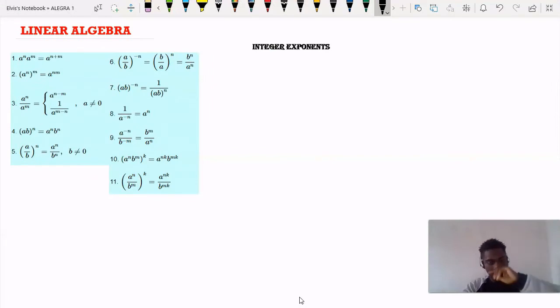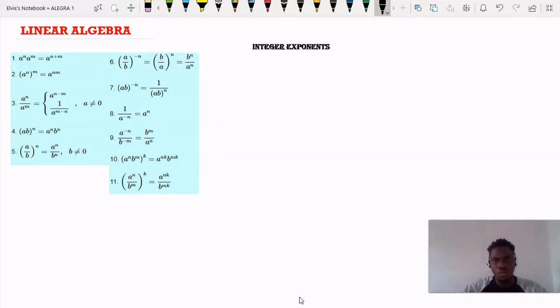Hi guys, in this lesson we are going to be discussing linear algebra. This is going to be the first lesson on linear algebra. The first topic we are going to discuss is what we know as integer exponents. What are integers? An integer is a number with no fractional part, that is, a whole number. Then what are exponents? It is basically how many times the base multiplies itself. So this is what we know as an exponent.